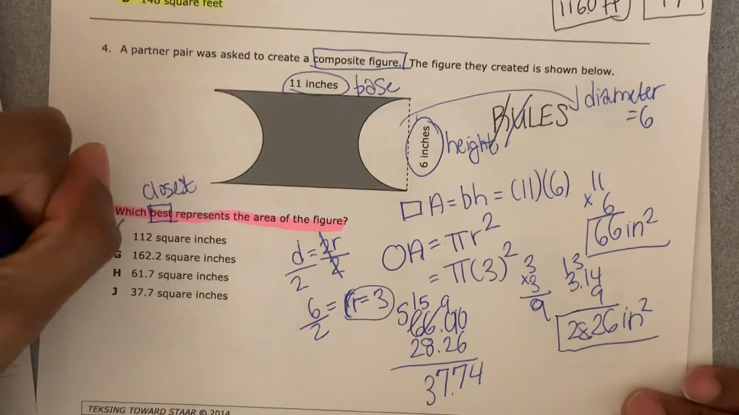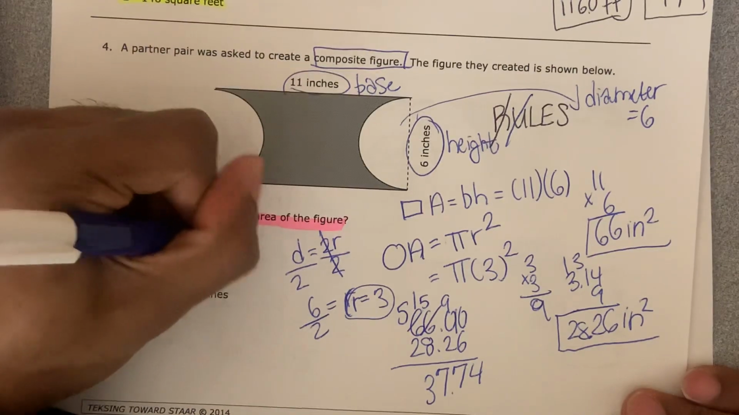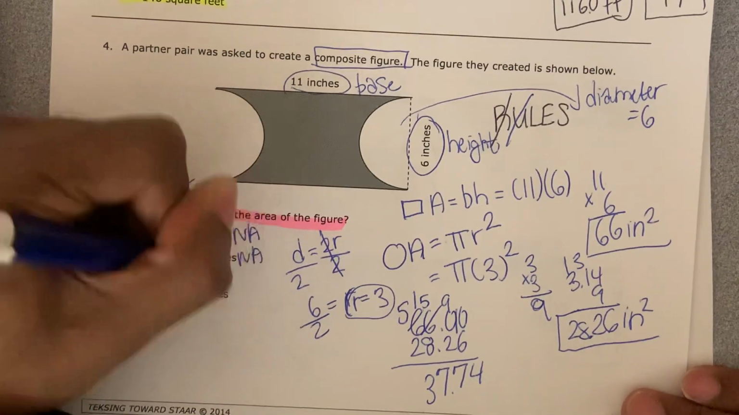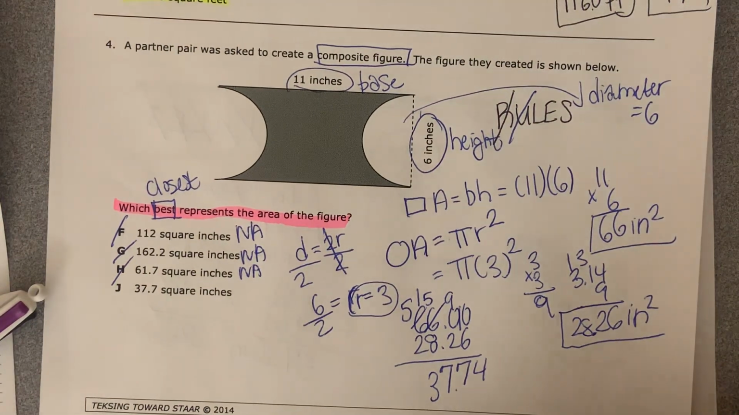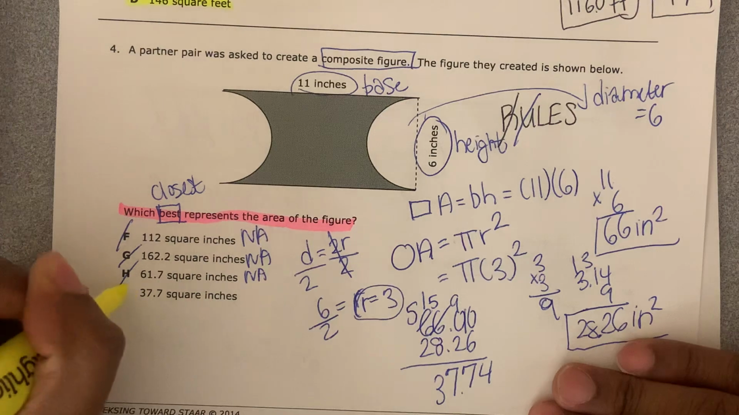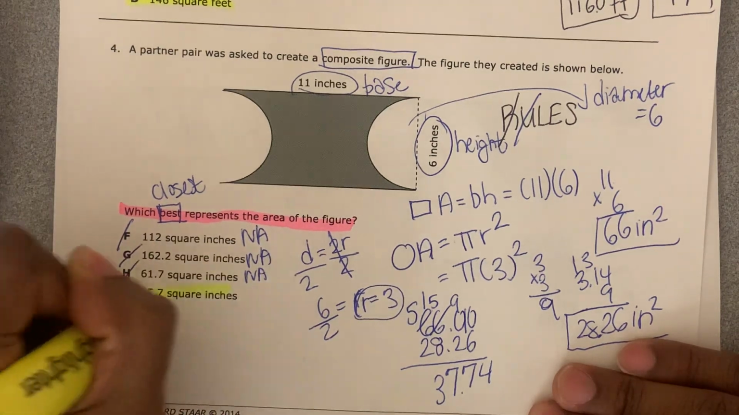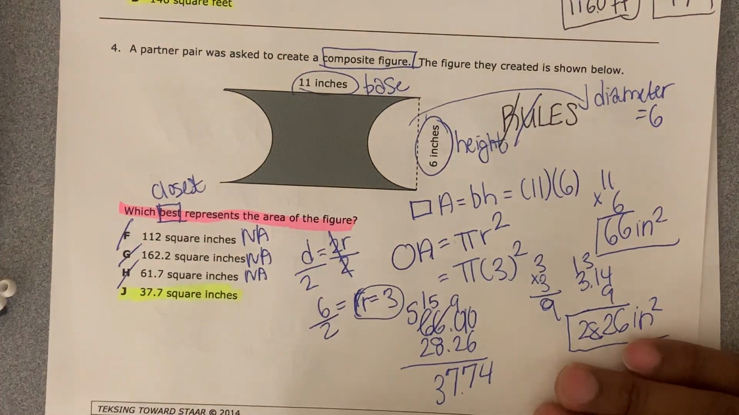And it's not going to be F, it won't be G. These are not accurate. The accurate answer, ladies and gentlemen, is going to be choice J. 37.7 square inches.